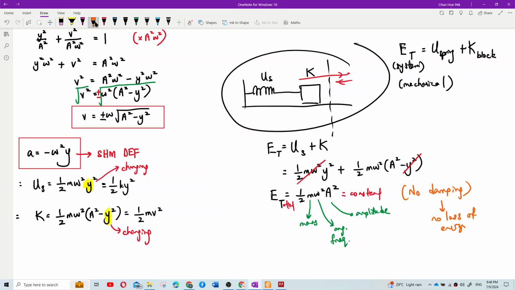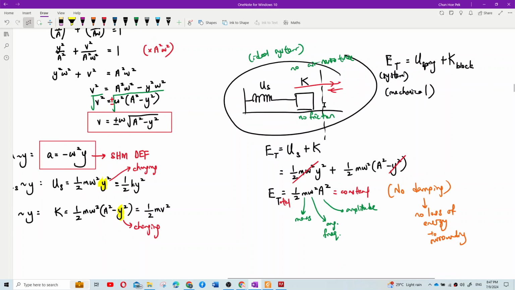No loss of energy to the surrounding. So that means we assume the surface to be no friction, no air resistance. We assume to be an ideal system. Ideal, tak ada air resistance, tak ada friction, no damping. Tahu damping tak? Tahu kan? We assume no air resistance, no friction.